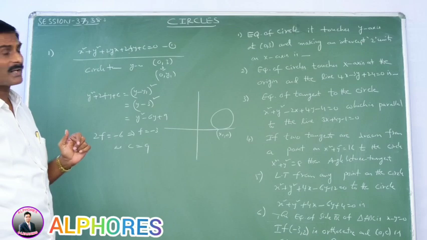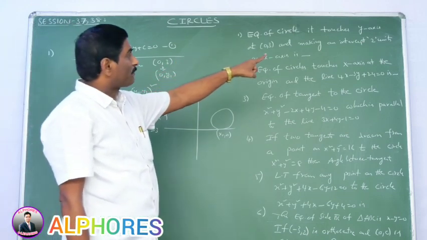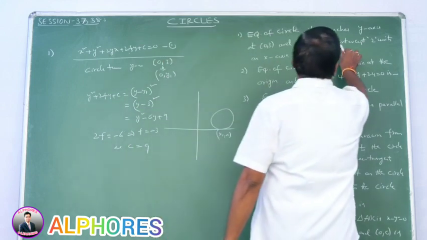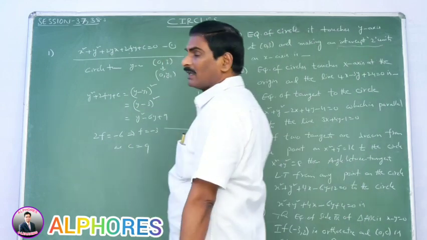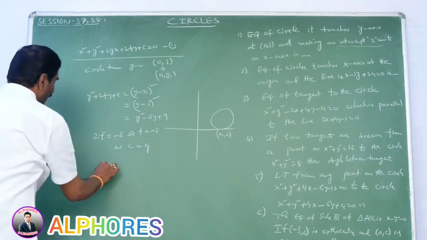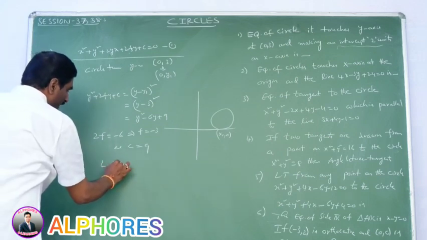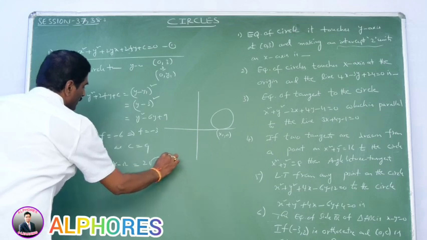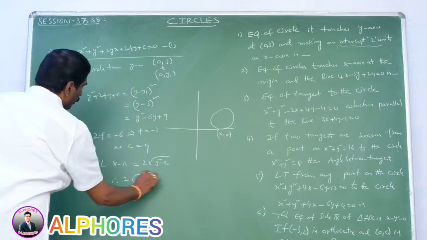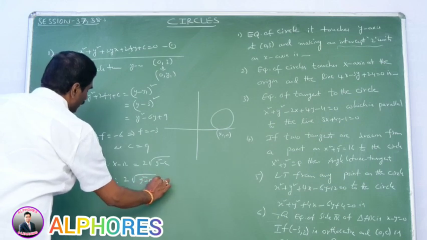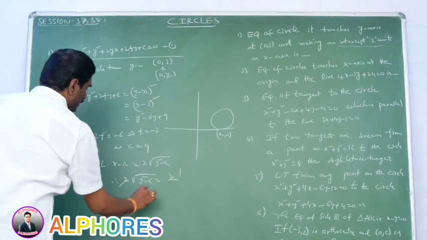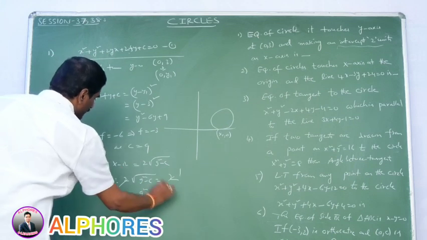What is the second condition? The length of the intercept made by the circle on x-axis is 2 units. That means length of the x-intercept is equal to 2 root (g square minus c). But from the given, that length is equal to 2 units. Therefore, 2 into root (g square minus c) is equal to 2 units. 2 and 2 cancel. Squaring on both sides, g square minus c is equal to 0.